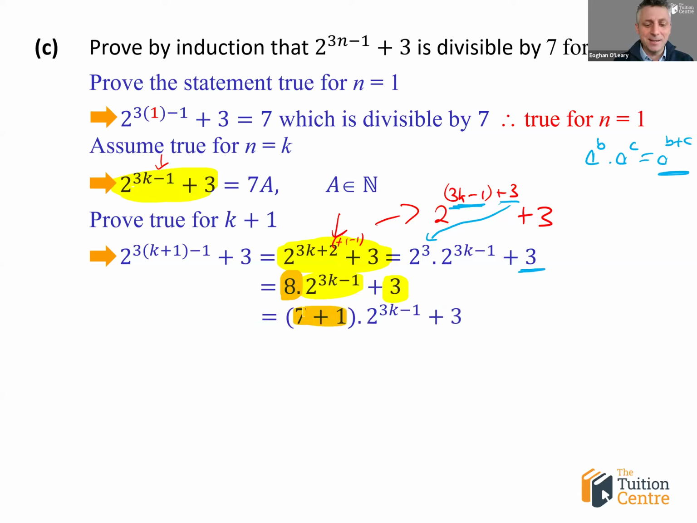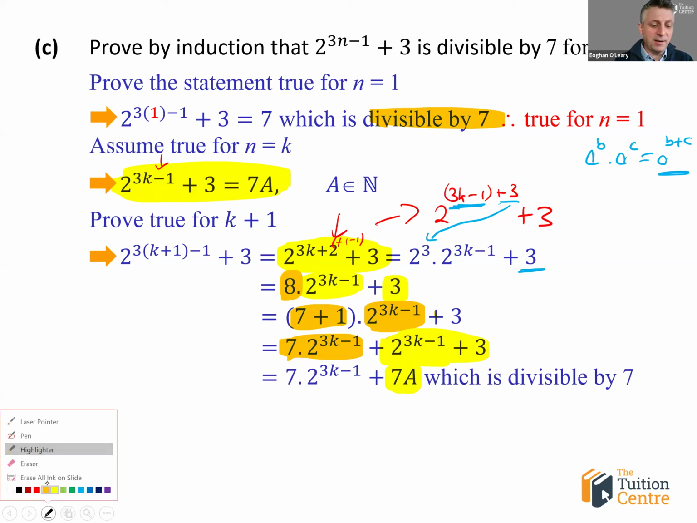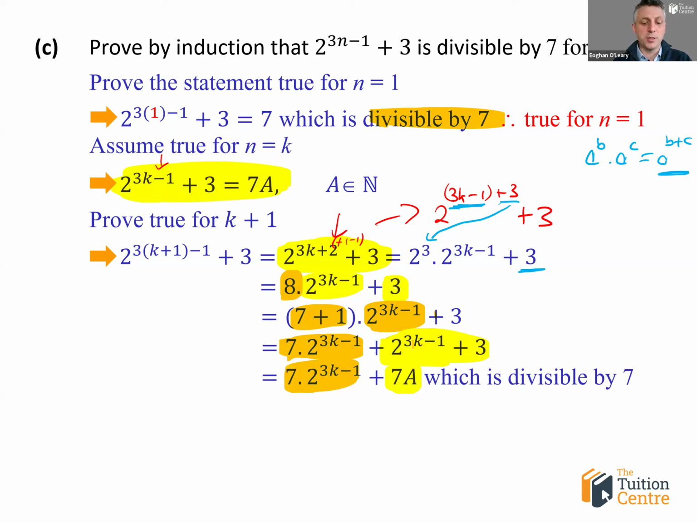So what I'm going to say is, 8 can be written as 7 plus 1. And of course, you can see why I choose that, because obviously I want to prove it's divisible by 7. So I multiply my 2 to the power of 3k minus 1 by my 7 to get 7 times 2 to the power of 3k minus 1. I also multiply by the 1 to get 2 to the power of 3k minus 1. But of course, now I'm happier because now I have my 2 to the power of 3k minus 1 plus 3, which is exactly what I had up here in step 2. I know that's equal to 7 times a. Okay, so instead of having my 2 to the power of 3k minus 1 plus 3, I can call that 7a.